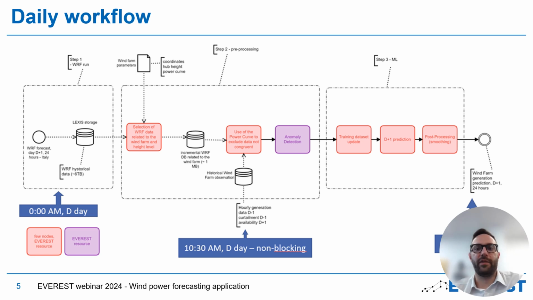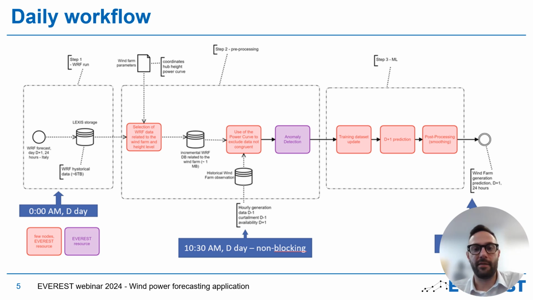The daily workflow of the application can be split in 3 main steps. The first is related to WRF weather prediction for the day ahead, closing at the beginning of the day D. Then there is the pre-processing step, with the selection of WRF data for the wind farm coordinates and height. The pre-processing is based on observation data with the power curve method, and finally, but not least, the anomaly detection module.